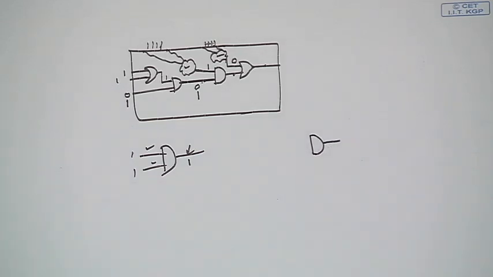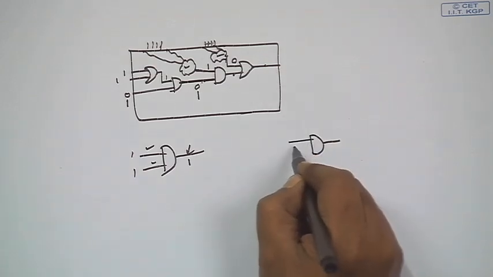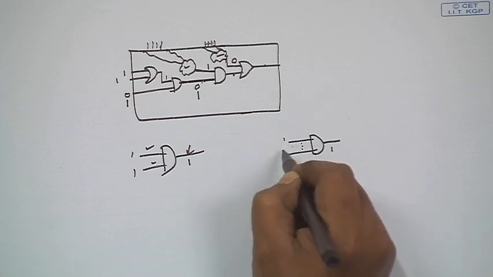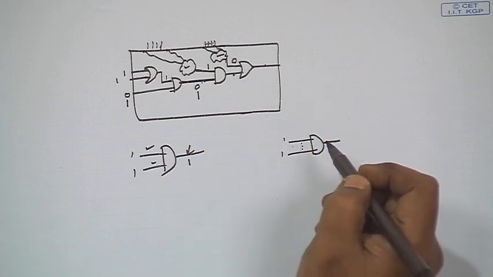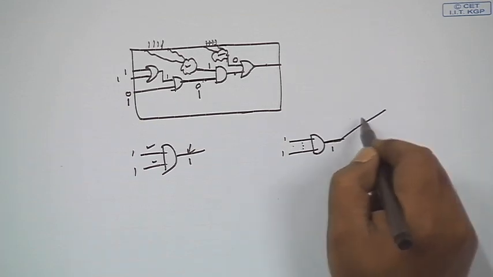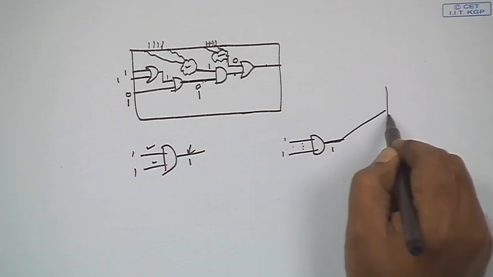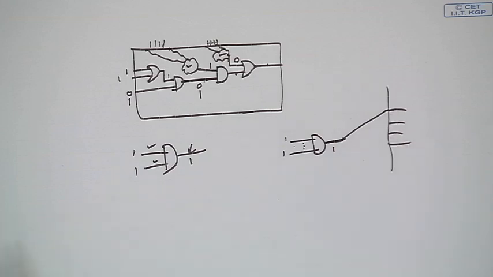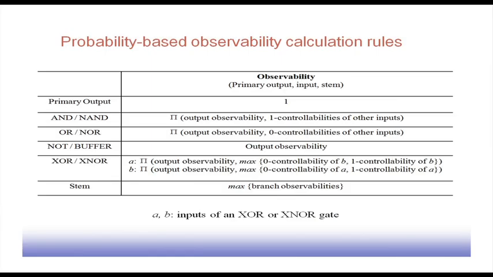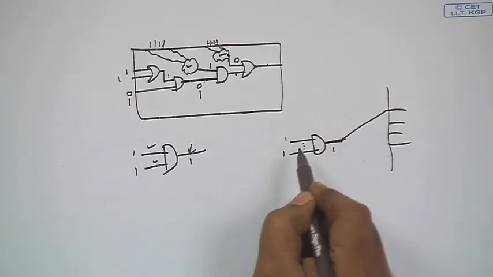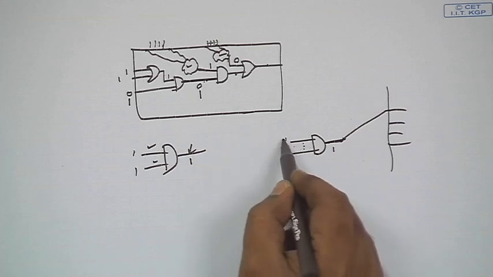it has a number of inputs. First of all, to get a 1 here, I have to set all these values to 1. And the second thing is that this output has to be propagated to some primary output. If this chip or system has a number of primary outputs, then this output has to be propagated to some primary output for observation. So, naturally, we have to have this output observability, and the inputs are to be controlled so that we get ones at this point.